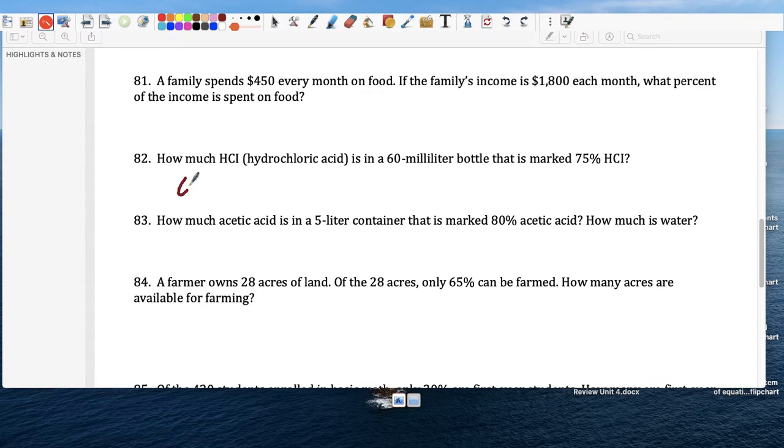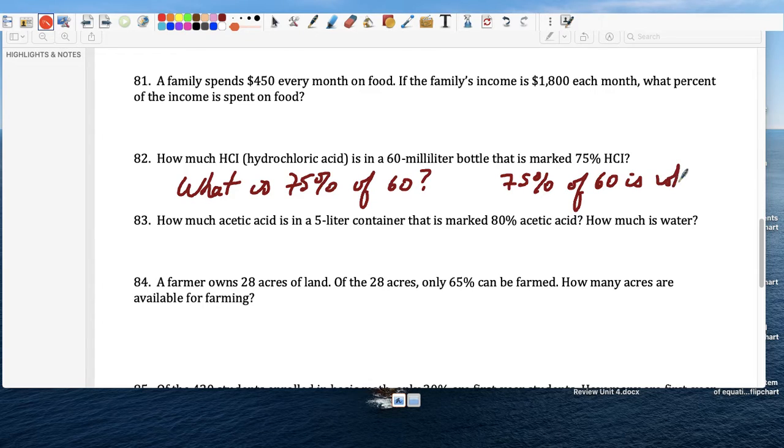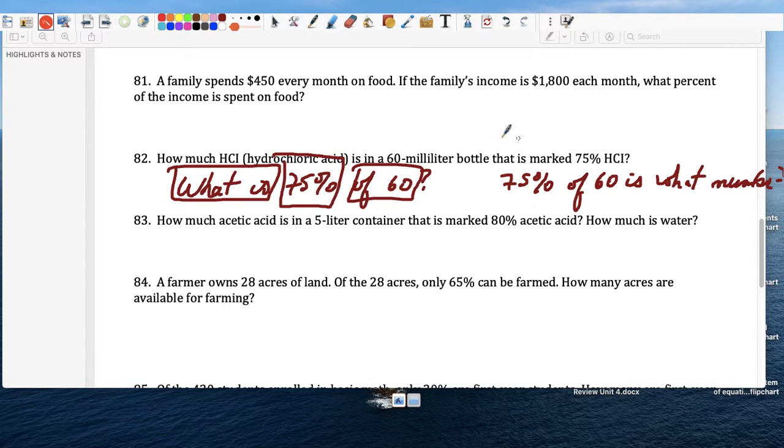We can ask: what is 75% of 60? We can also say 75% of 60 is what number? Notice that I'm just moving this part around. You can rearrange these three parts, and you can change that to this, but they're both the same.